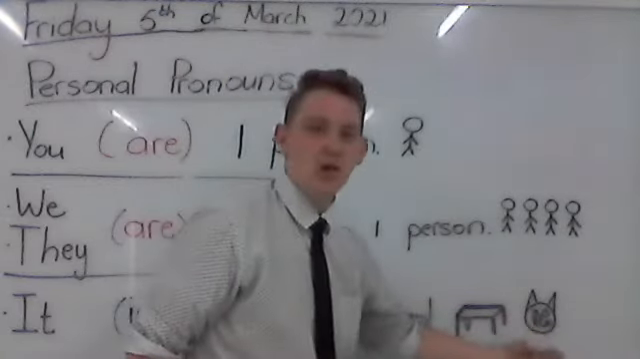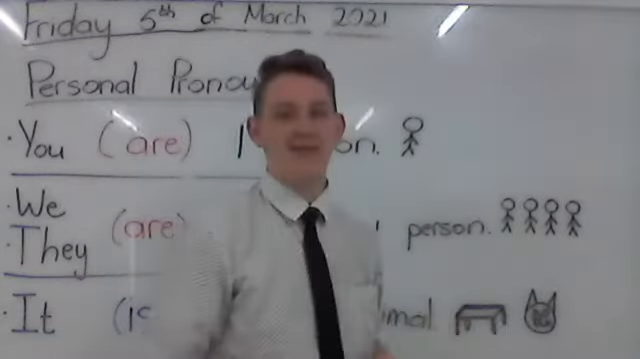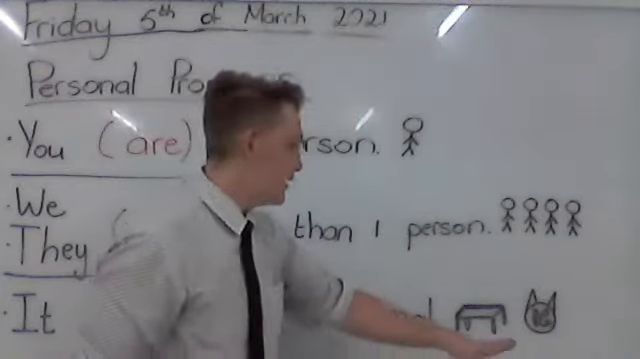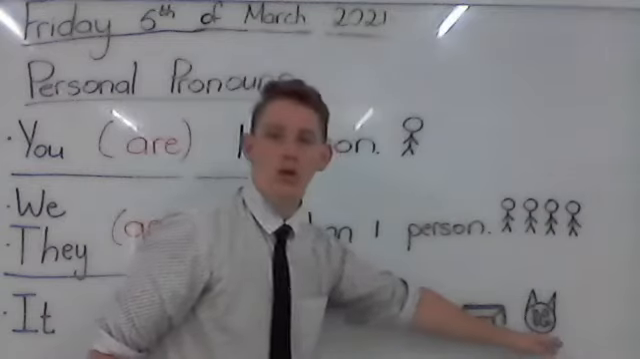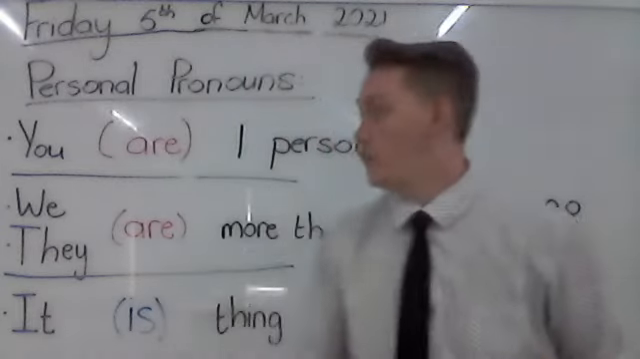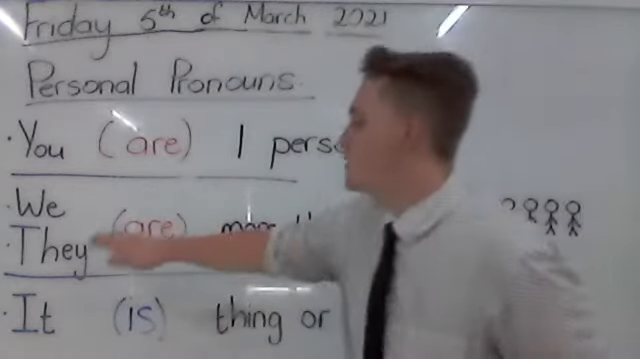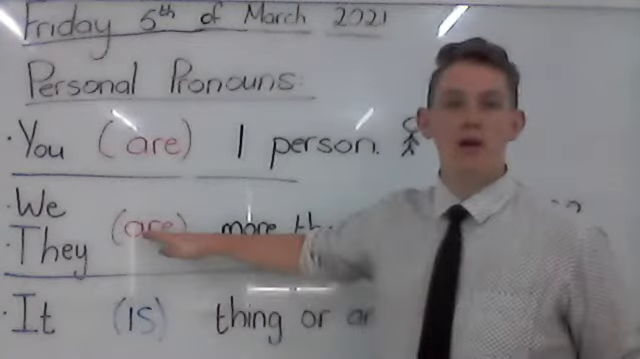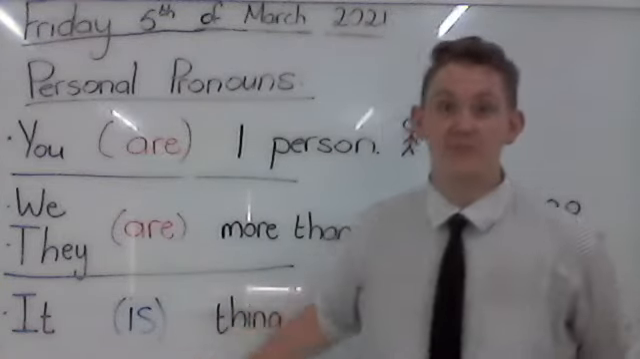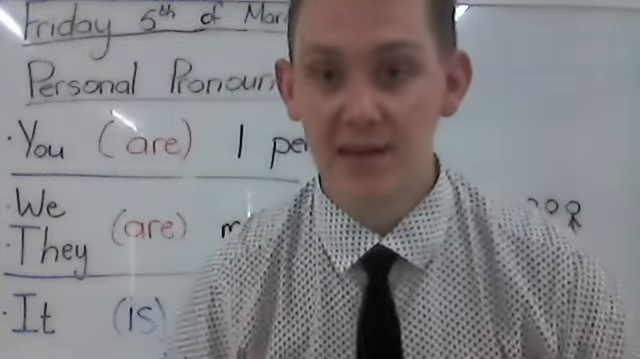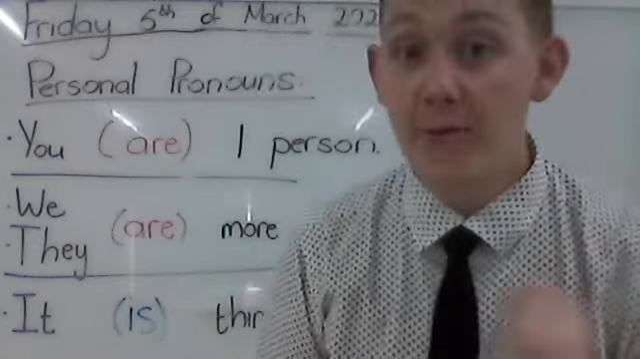A table is a thing. Look, teacher tried to draw a cat. I know it's not very pretty, but you can see it's a cat. When we talk about a thing, like a table, or animal, like a cat, we use it. And then this time, we don't say it are, we say it is. It is.